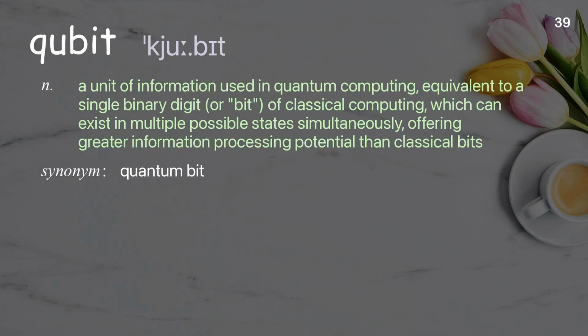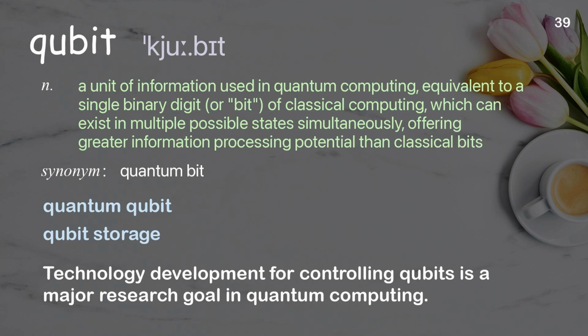Qubit. A unit of information used in quantum computing, equivalent to a single binary digit, or bit, of classical computing, which can exist in multiple possible states simultaneously, offering greater information processing potential than classical bits. Examples: Quantum qubit, qubit storage. Technology development for controlling qubits is a major research goal in quantum computing.